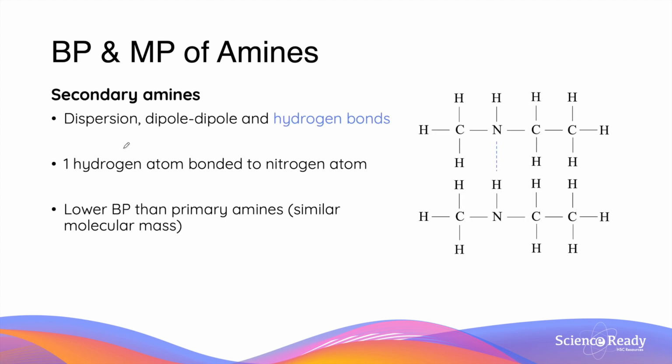Secondary amines can also form 3 types of intermolecular forces: dispersion forces, dipole-dipole forces, and hydrogen bonds. Each secondary amine molecule can donate 1 hydrogen bond and also accept 1 hydrogen bond. While they have relatively high boiling points compared to other functional groups, they have lower boiling points than primary amines because they cannot form as many hydrogen bonds.